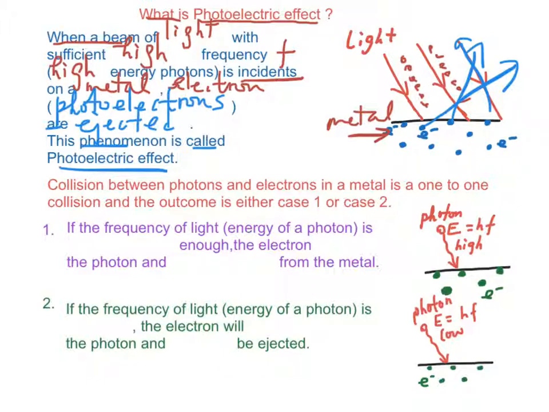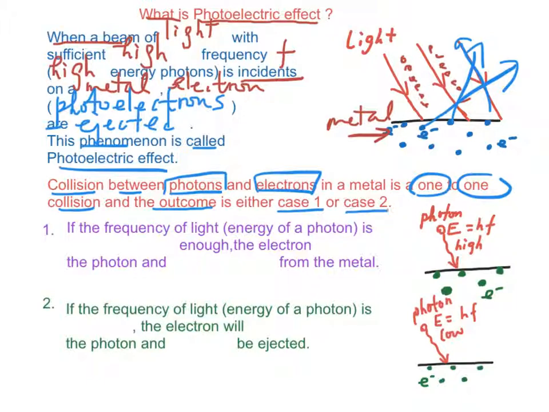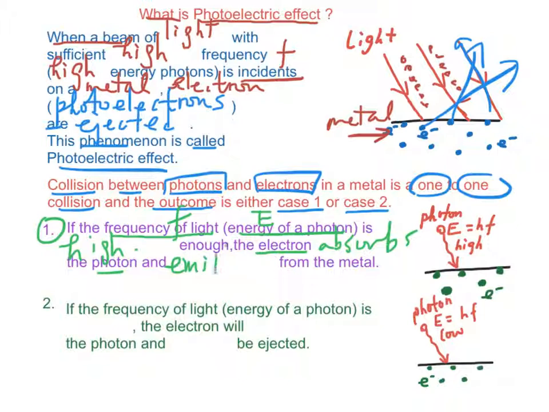Notice that the collision between photons and electrons in a metal is a one-to-one collision, and the outcome is either case 1 or case 2 during the collision. Case 1. If the frequency of the light, or we say the energy of the photon, is high enough, the electron will absorb the photon and be emitted from the metal.